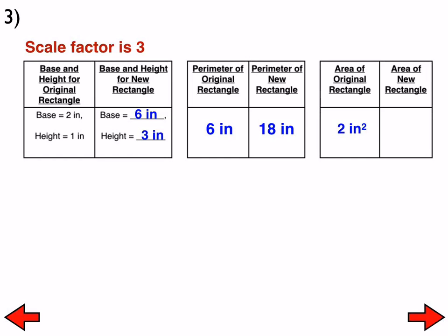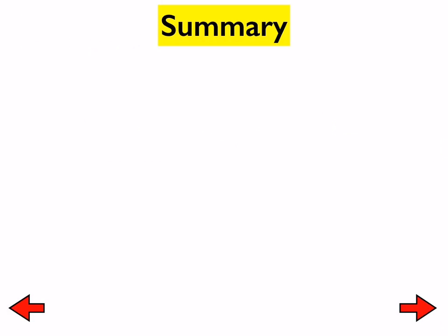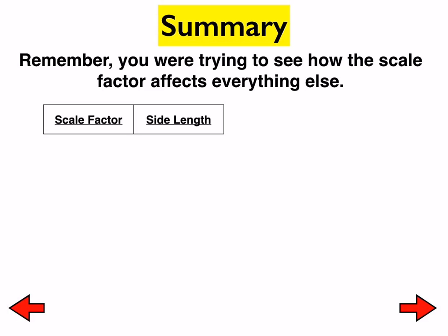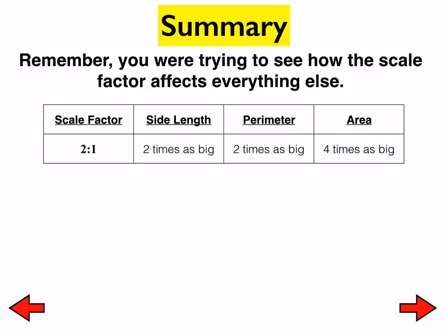Whereas the area will not be 3 times as big, it will be 9 times as big. And so that's what we're trying to see today. So back side of your notes, a quick summary of this whole thing that we're talking about. If you know the scale factor is 2 to 1, the side lengths will be twice as big, the perimeter will be twice as big, but the area will be 4 times as big.